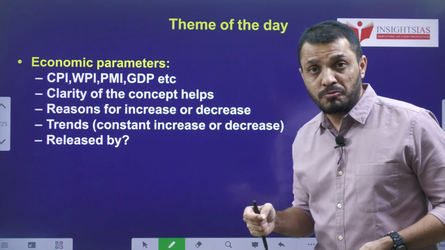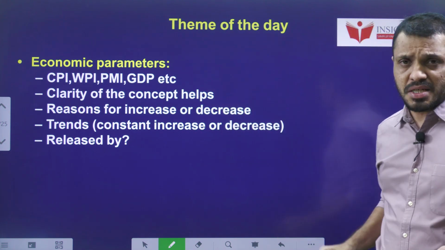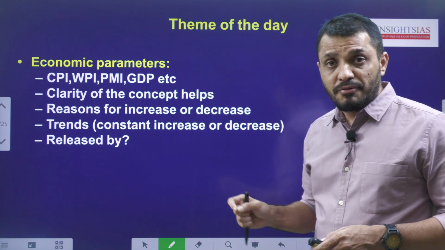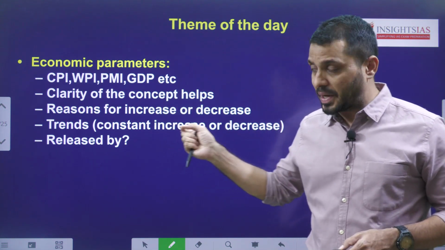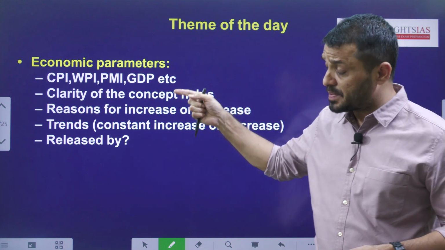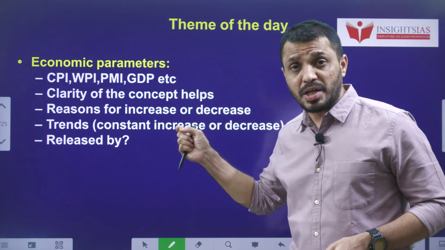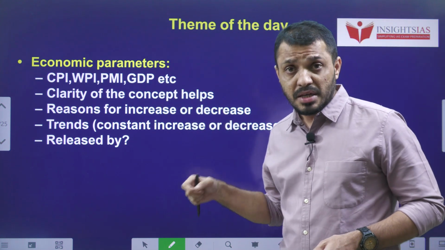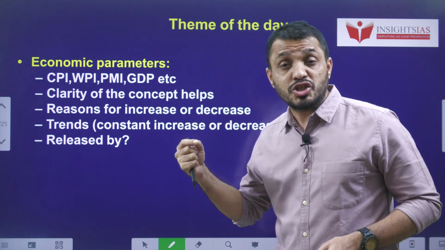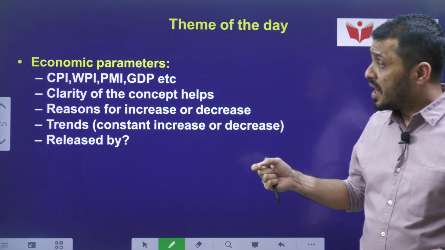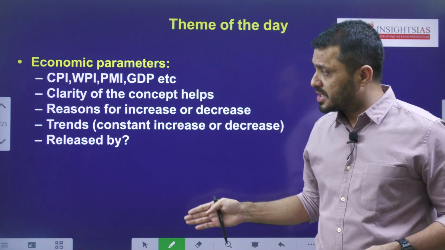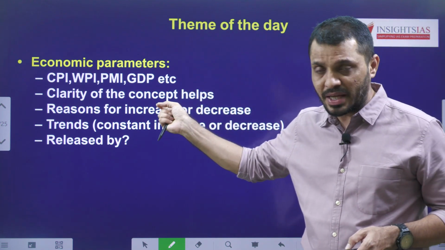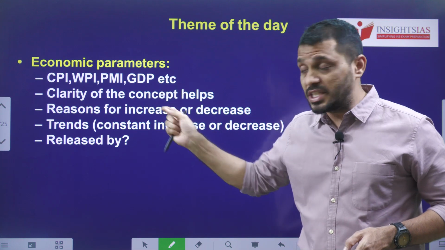In today's video, the theme is economic parameters. As usual, when you are preparing for the prelims exam, you have to look at these economic parameters, such as CPI, WPI, PMI (Purchasing Managers Index), and GDP. Today we are going to discuss PMI, because PMI is showing a reduction in industrial expansion. When you are looking at these parameters, first you should have clarity about the concept, like what CPI stands for and what GDP stands for.